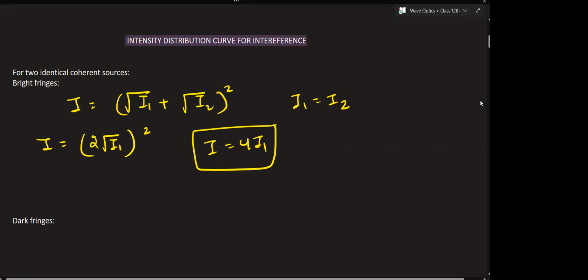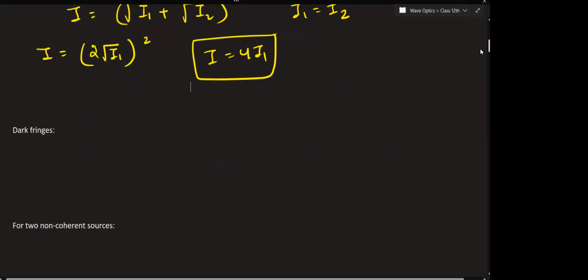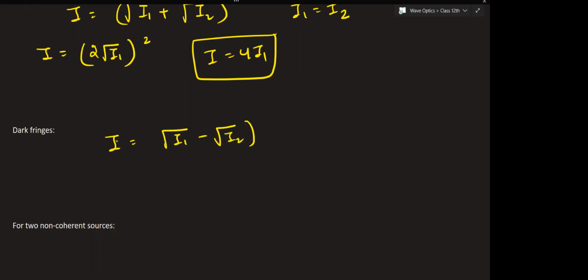If you have dark fringes, this is for the bright fringes. For dark fringes, same thing with the negative sign: under root I1 minus under root I2, whole square. So if both are identical, this will get cancelled, and I will come out to be zero. This is for dark fringes.